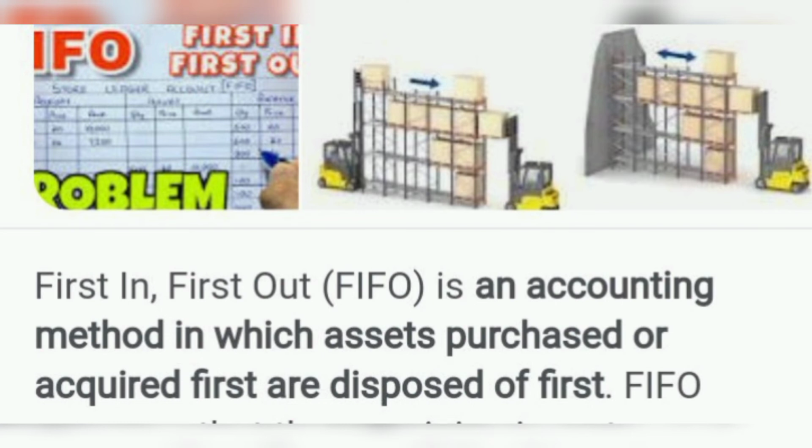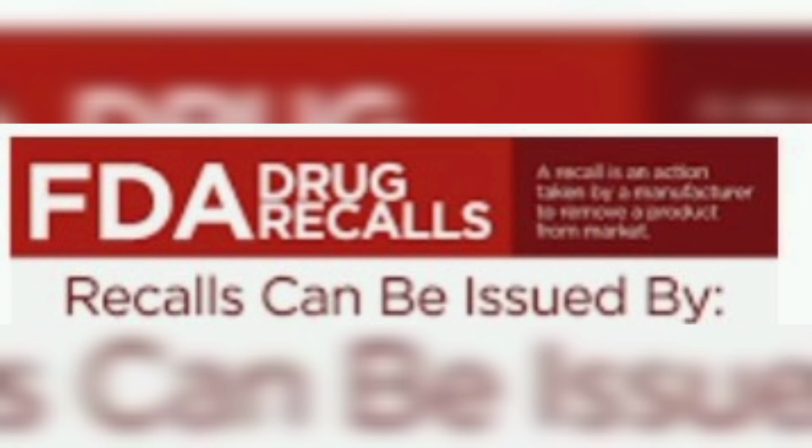FIFO in the sense first in, first out, is an accounting method in which assets purchased or acquired first are dispensed first. And also pharmacists should know the policy on recall, drug recall policy. Staff at a pharmacy are aware of situations when medicine recall is warned and the procedure of recall. So whatever the drug recall policy, he should be well versed.